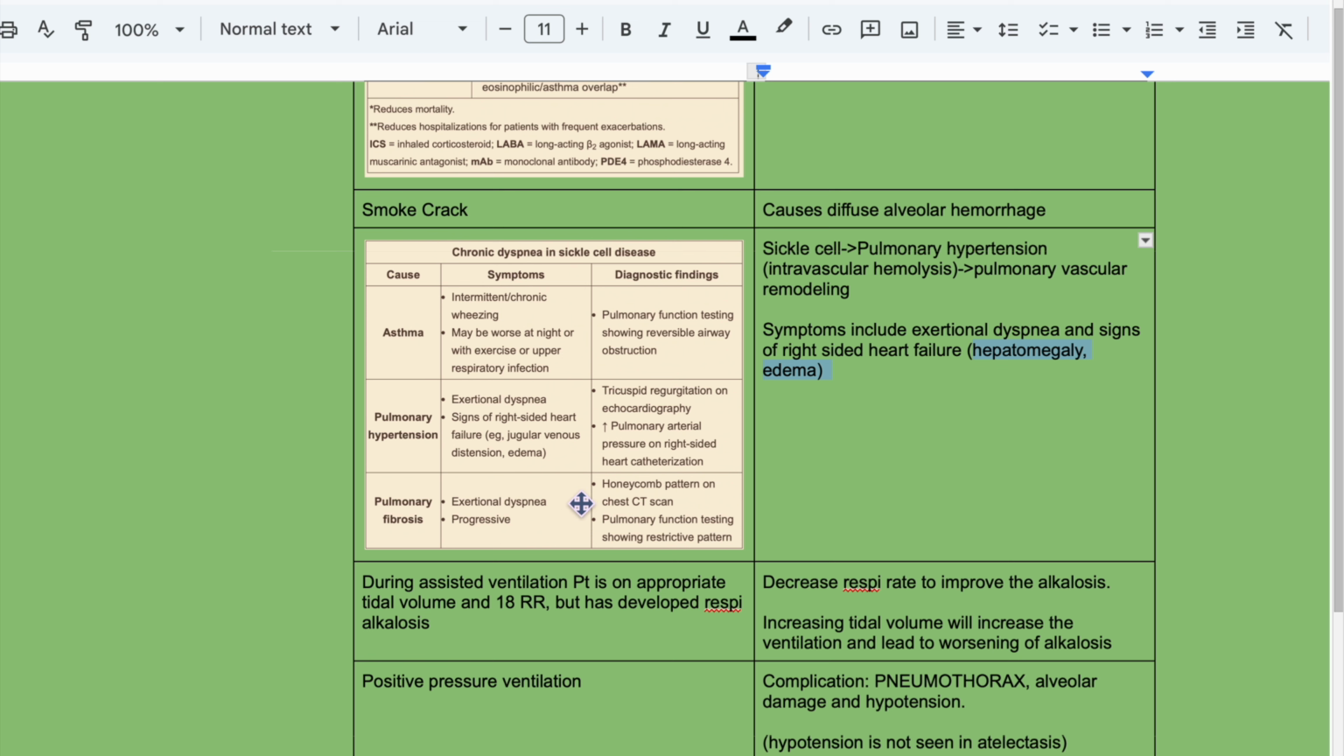and progressive dyspnea. Okay. Diagnostic finding for fibrosis: honeycomb pattern on chest CT scan. Pulmonary function testing shows restrictive pattern. Okay.